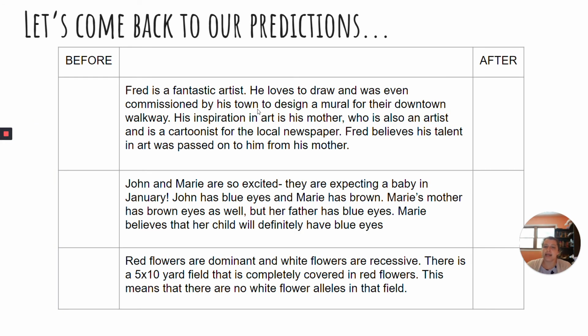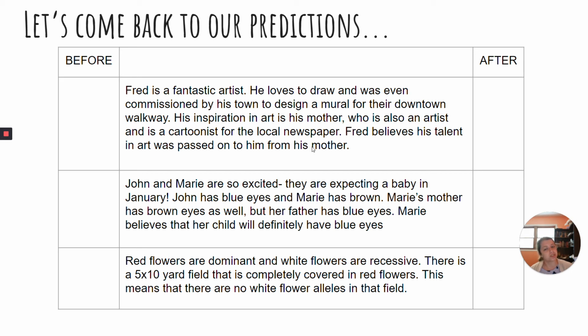All right, so let's come back to our predictions. Okay, so we had our prediction. We learned some stuff. Now we're going to come back. Were we right? All right, so I will quickly read this to you because we already read it. Fred, fantastic artist, loves to draw, commissioned by the town. Really awesome drawer. Inspiration, mother. She was an artist too. Remember, she was a cartoonist for the local newspaper. He thinks that his talent in art was passed on to him from his mother.